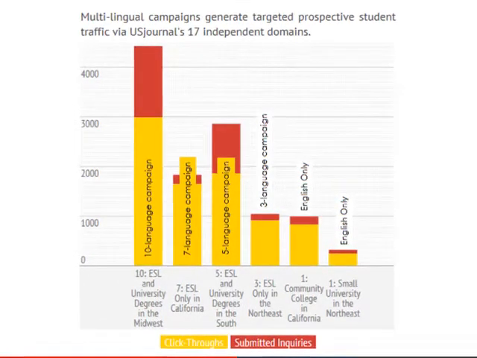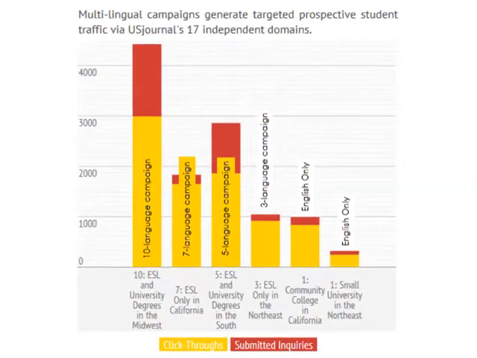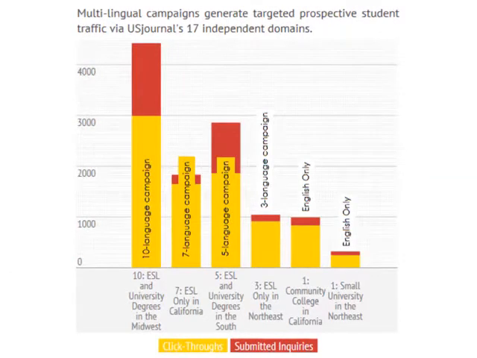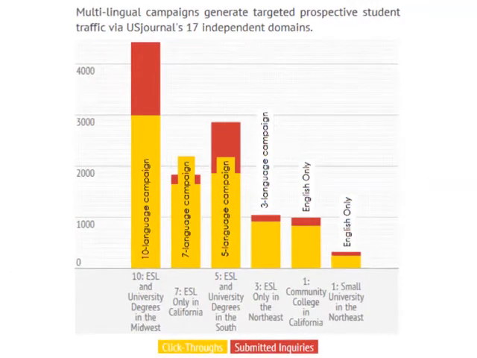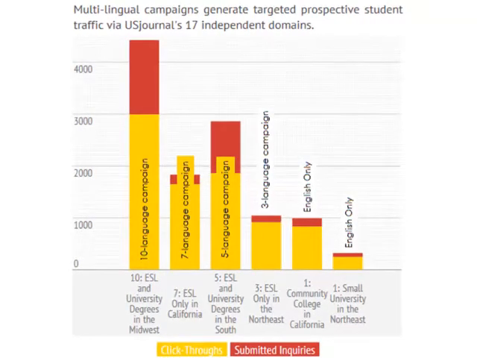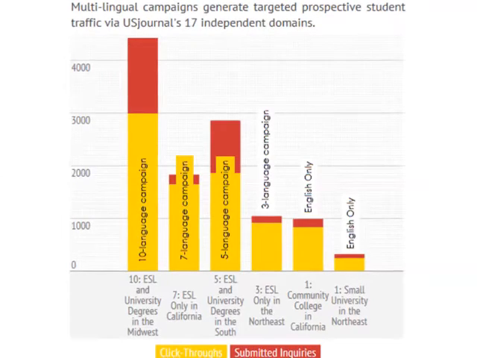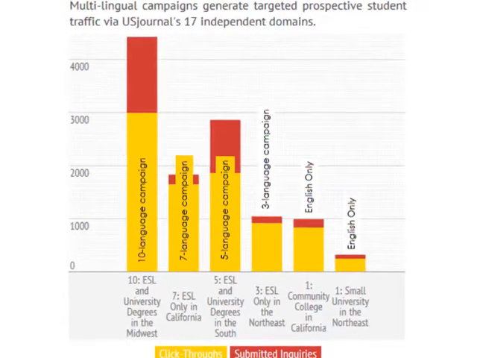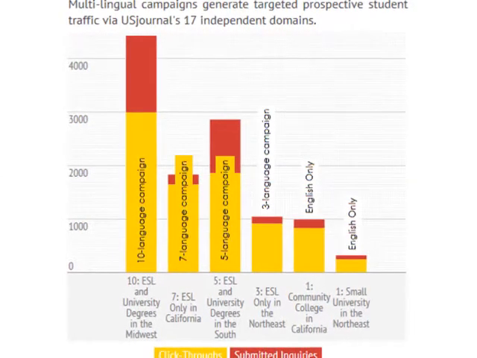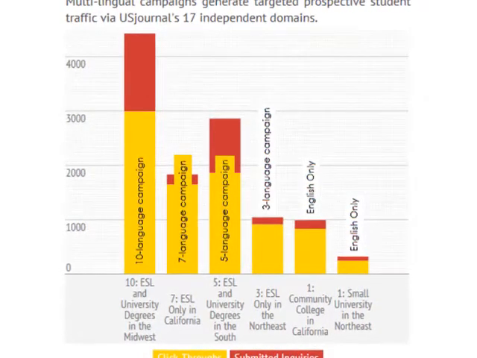So a French campaign generates more inquiries than any other language within our family of domains, primarily originating in France, but also coming from French-speaking Africa. So French and Arabic speakers happen to be more likely to complete our online forms compared with, for example, Turkish, Vietnamese, or Indonesian speakers, who are more likely to click through to a campus's .edu domain.